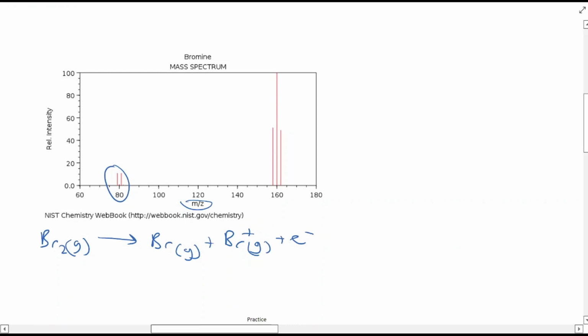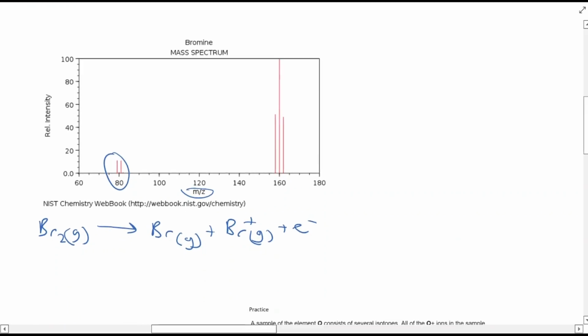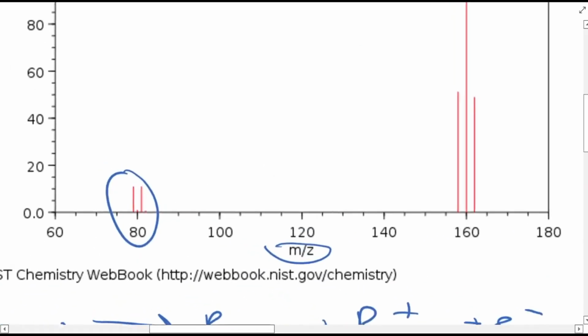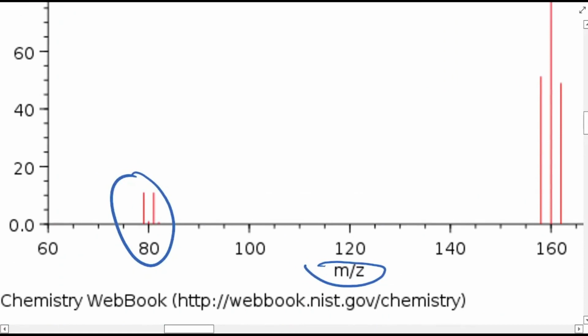But if you look at these two numbers, if I zoom in a little bit, you can see that one is at 79 and one is at 81, which are the two types of isotopes there are.